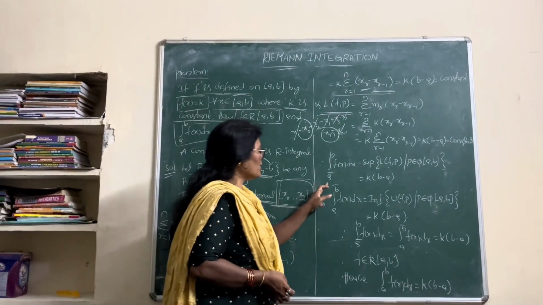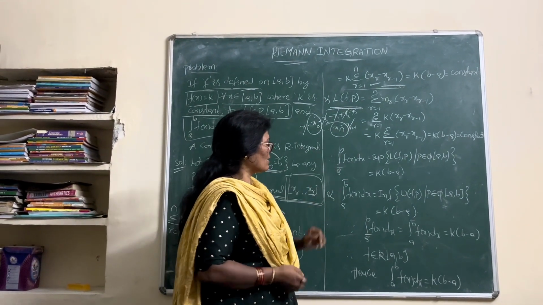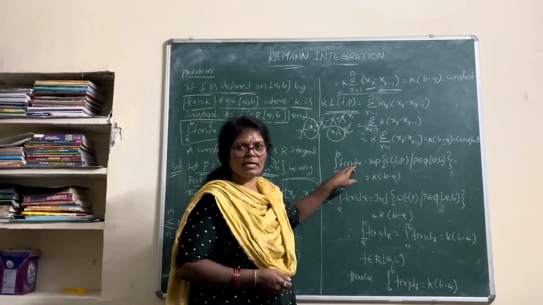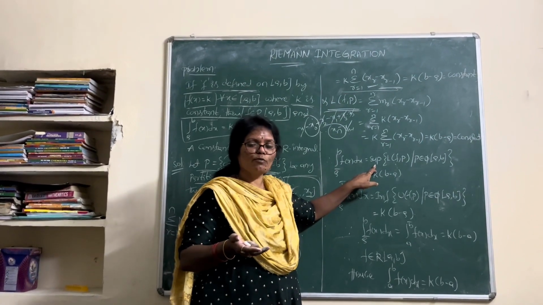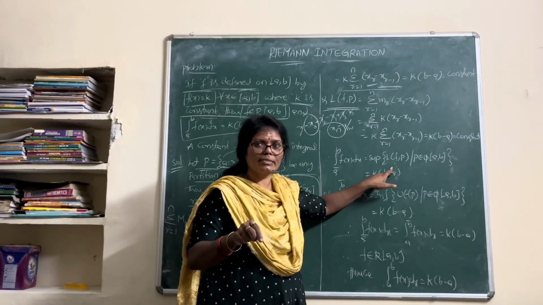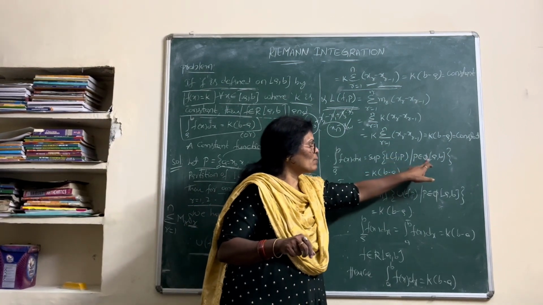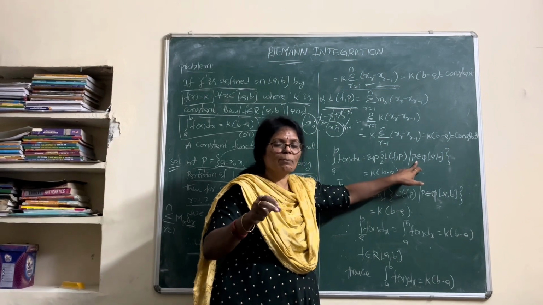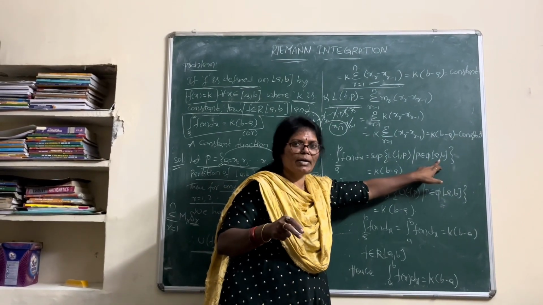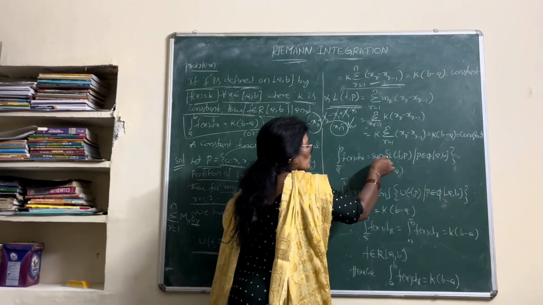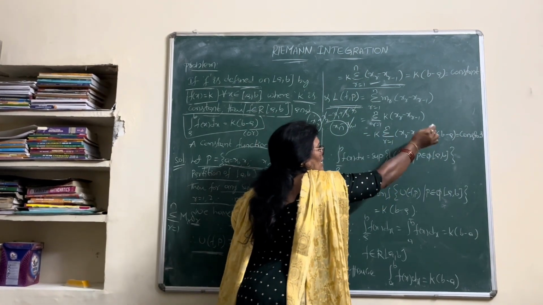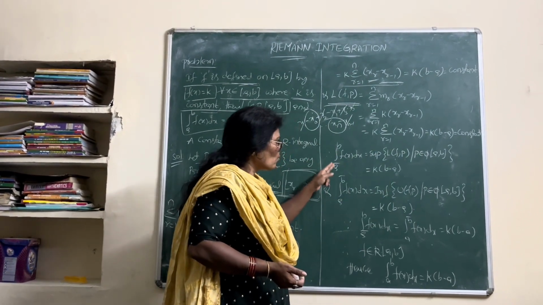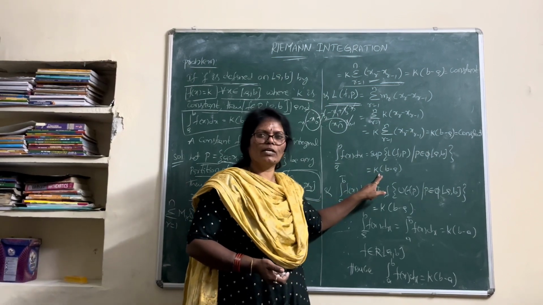Now first we'll find the lower Riemann integral. We can define the lower Riemann integral, integral from a to b bar of f of x dx, to be the supremum of the set of all those elements L(f,P), the lower Riemann sums, where P belongs to the set of all partitions on the closed interval [a, b]. We got that the lower Riemann sum is k into b minus a. So the lower Riemann integral is also k into b minus a.